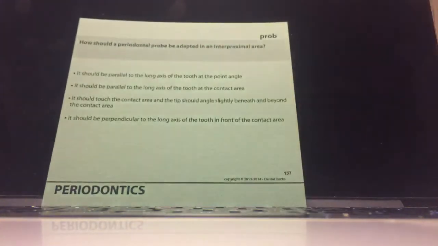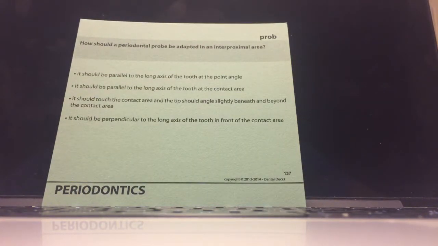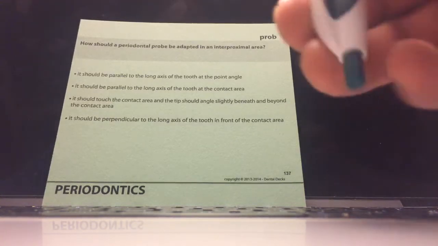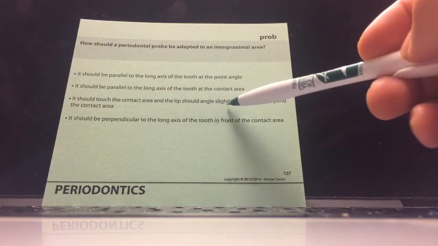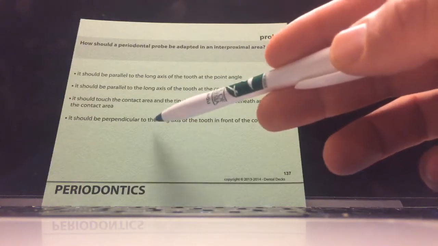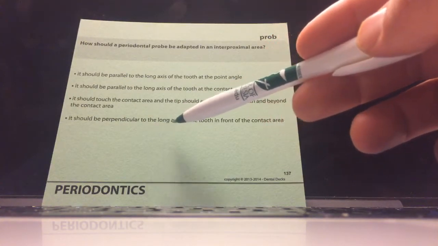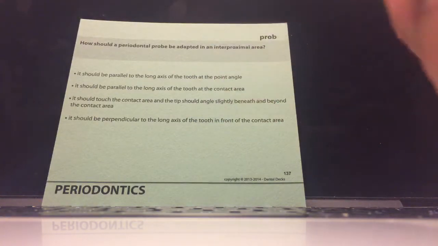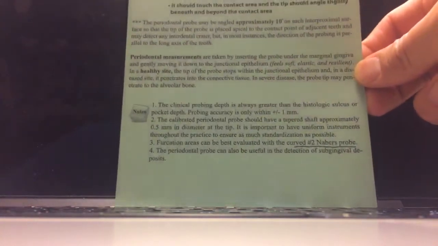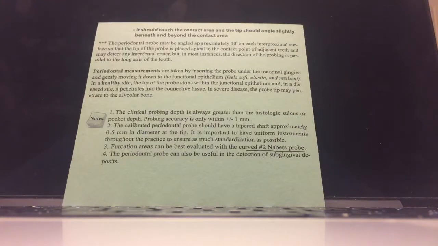We're gonna see the last one. Last card. How should a periodontal probe be adapted in an interproximal area? It should be parallel to the long axis of the tooth at the point angle. It should be parallel to the long axis of the tooth at the contact area. It should touch the contact area, and the tip should angle slightly beneath and beyond the contact area. It should be perpendicular to the long axis of the tooth in front of the contact area. Answer is, it should touch the contact area and the tip should angle slightly beneath and beyond the contact area.